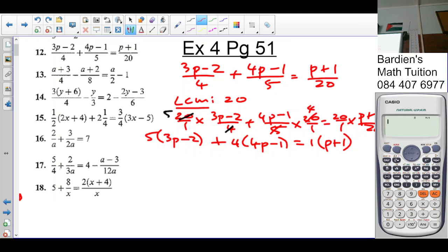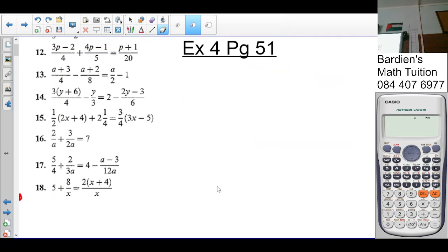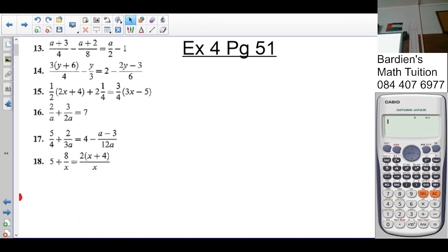Right, carry on. 15p minus 10 plus 16p minus 4 equals p minus 1. How did you get minus 1? Here there's a plus, and you have a plus, and there you got minus. You understand? Anybody else got the sum wrong? No? Number 13? Anybody? Yes?